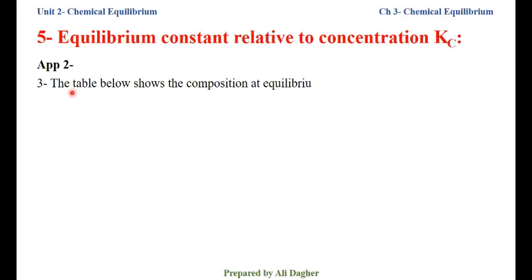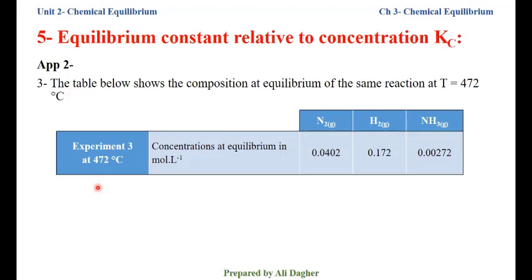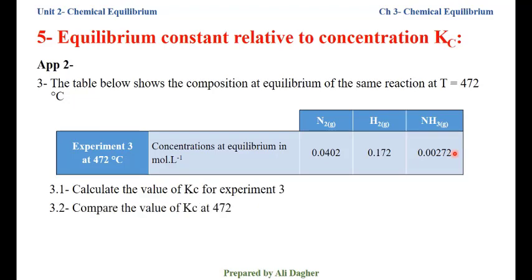We have part 3 of the question. The table below shows the composition at equilibrium of the same reaction at T equal 472 degrees. Now we changed the temperature. The composition at equilibrium is 0.0402 mole per liter for N2, 0.172 for H2, and 0.00272 for NH3. Part 3.1: calculate the value of Kc for experiment 3 and compare the value of Kc at 470 degrees with the value of Kc at 500 degrees, then draw a conclusion.